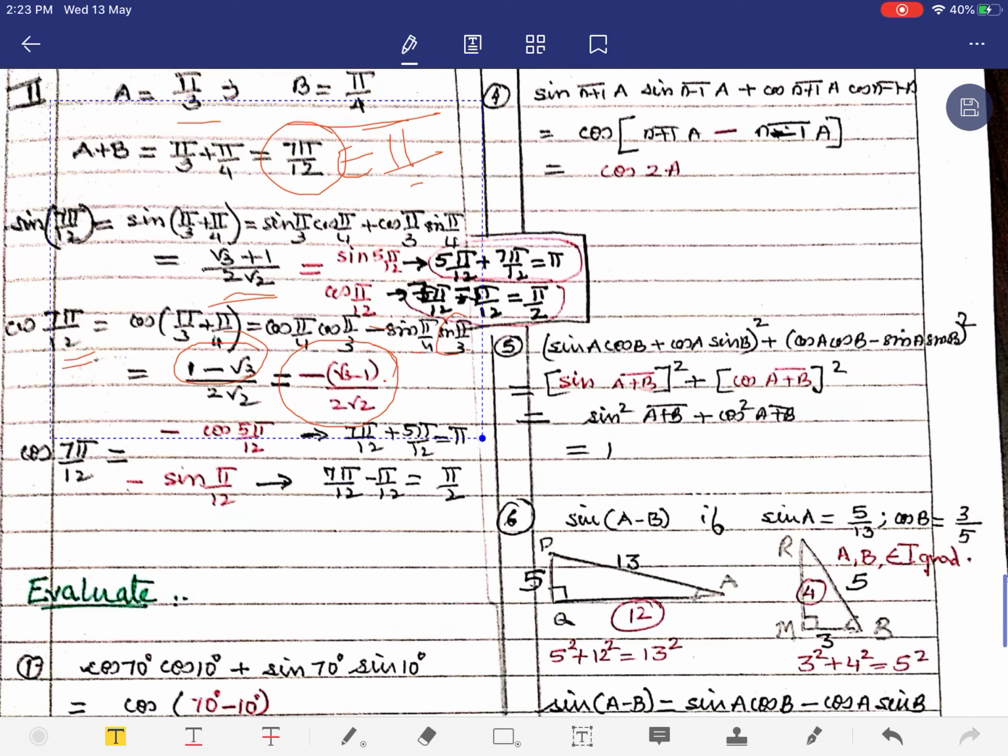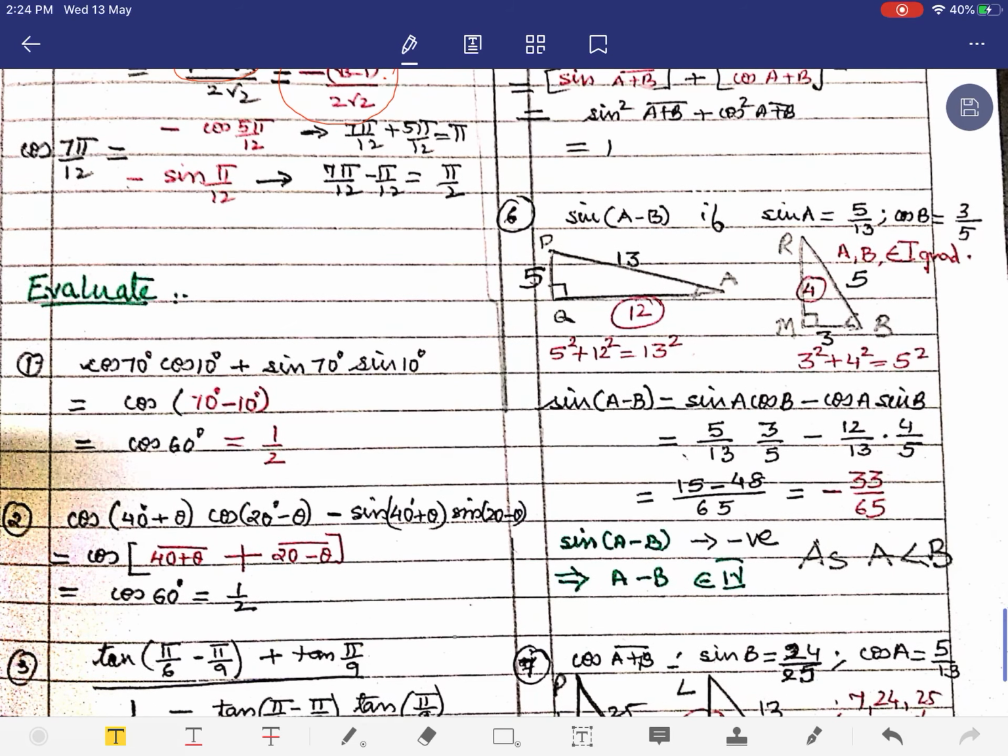7 pi on 12 and cos pi on 12, their values are same because their difference comes out to be pi on 2. So, this way if you analyze it, you will find that there will always be a relation between the angles. So, we could find the ratios for few more angles. Now, we are making use of the application of the same formula, that is sum or difference of the angles.